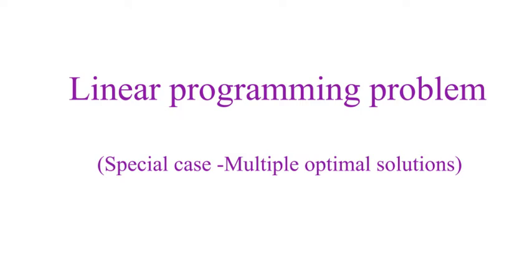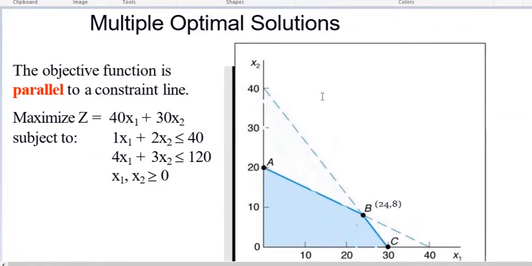We are going to discuss special cases of linear programming problem. You can see here the problem is maximize z equal to 40x1 plus 30x2 subject to the constraints x1 plus 2x2 less than or equal to 40 and 4x1 plus 3x2 less than or equal to 20, x1 and x2 greater than or equal to 0. So the feasible region, I get it as this sky blue region.